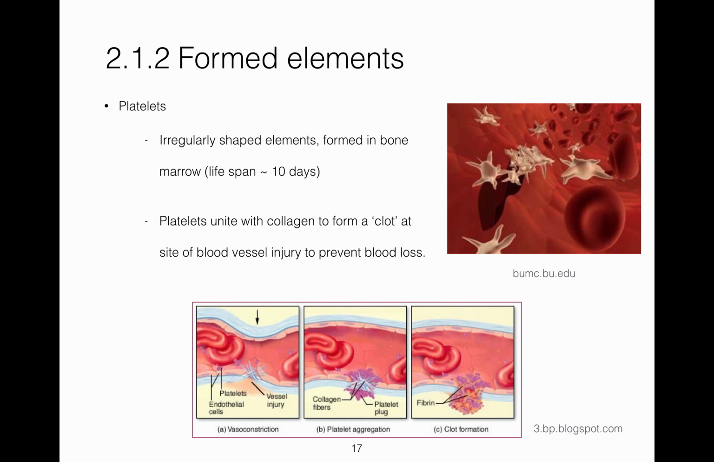Platelets. Platelets are irregularly shaped elements within the blood that have a lifespan of only 10 days or so. Normally, platelets circulate without adhering to blood vessel walls. However, when a blood vessel is damaged, the platelets aggregate and unite with collagen to adhere to the wall, to form a clot at the site of injury, and prevent blood loss.